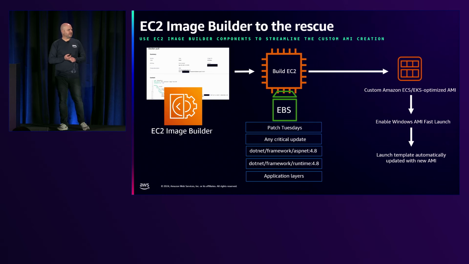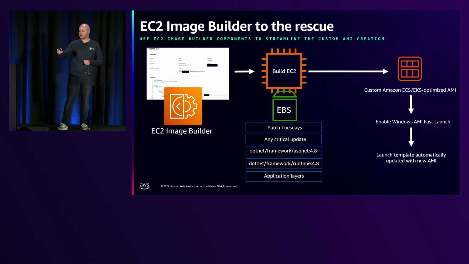EC2 Image Builder is able to update the EC2 launch template so that when new instances are provisioned, they use the new version of the AMI, and then customers can manage the draining of the pods running on instances running the old AMI and decommission those instances.